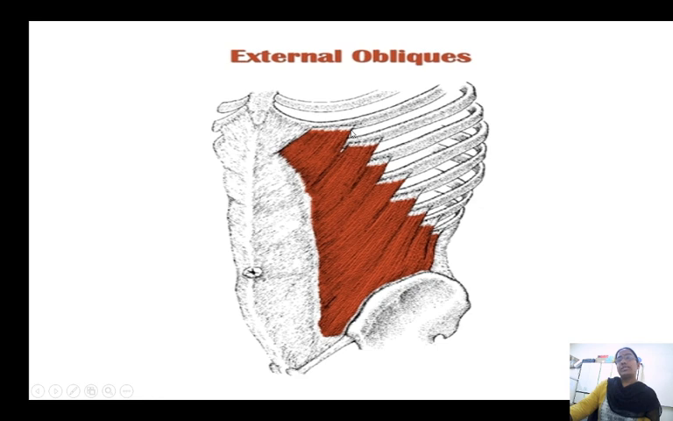The external oblique muscle takes origin from the outer surface and lower border of the lower 8 ribs. The direction of the fibers is downward, forward, and medially. So all these fibers take origin from the outer surface and lower border of the lower 8 ribs.